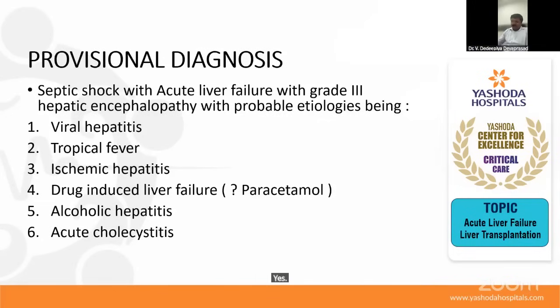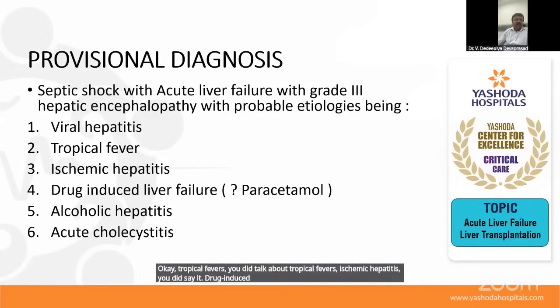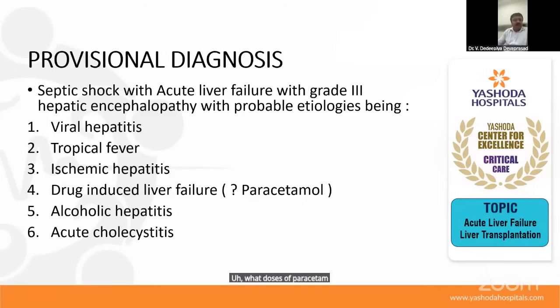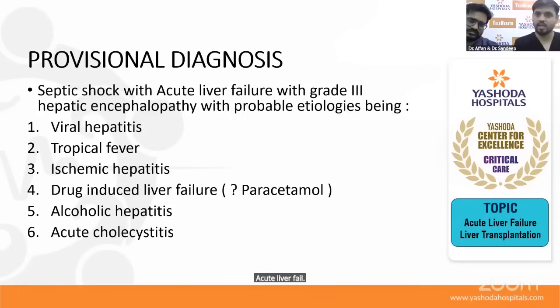Okay, and you've listed a list of diagnoses: viral hepatitis, tropical fevers, ischemic hepatitis. You also said drug-induced liver failure, paracetamol. What doses of paracetamol are typically associated with acute liver failure? Actually, more than 8 grams per day, sir, is associated with acute liver failure. Also 6 to 8 grams.